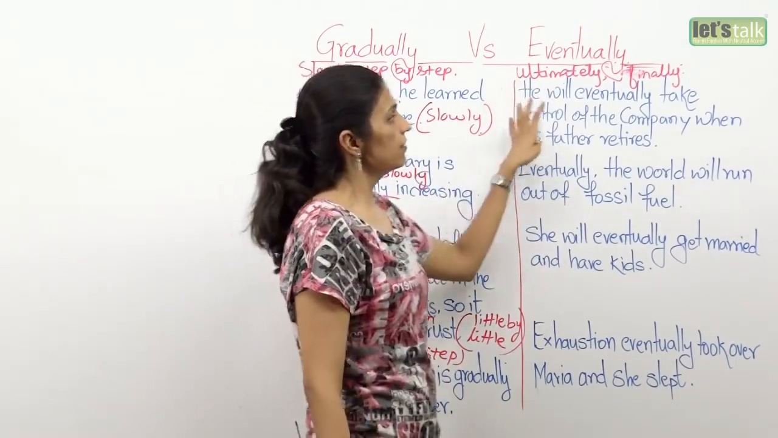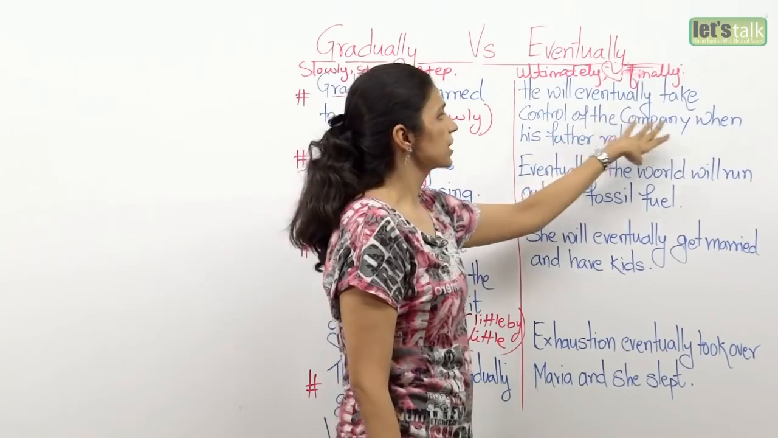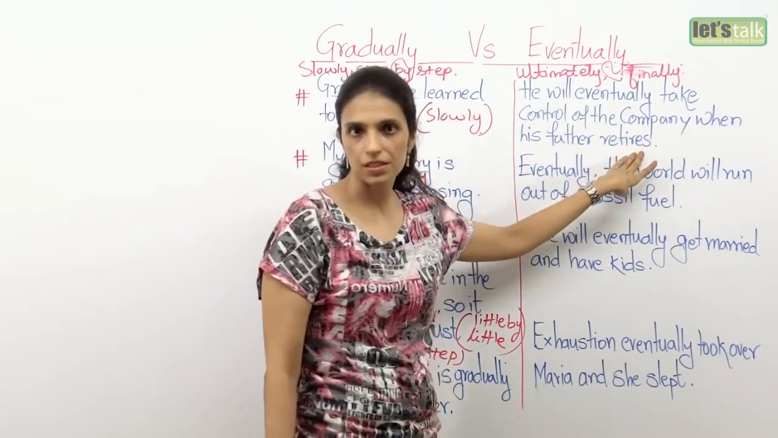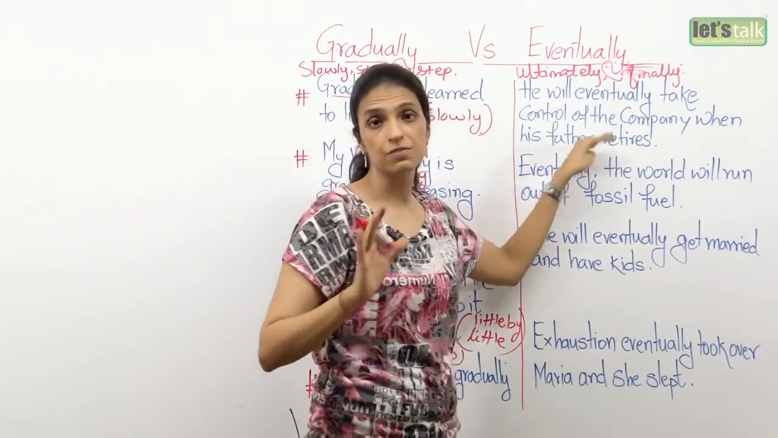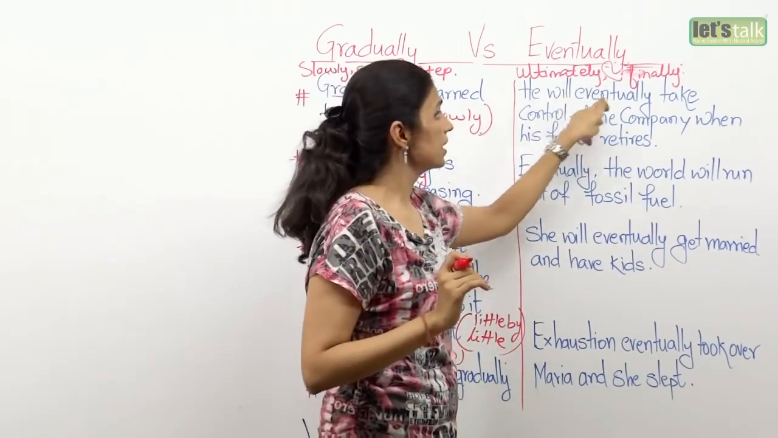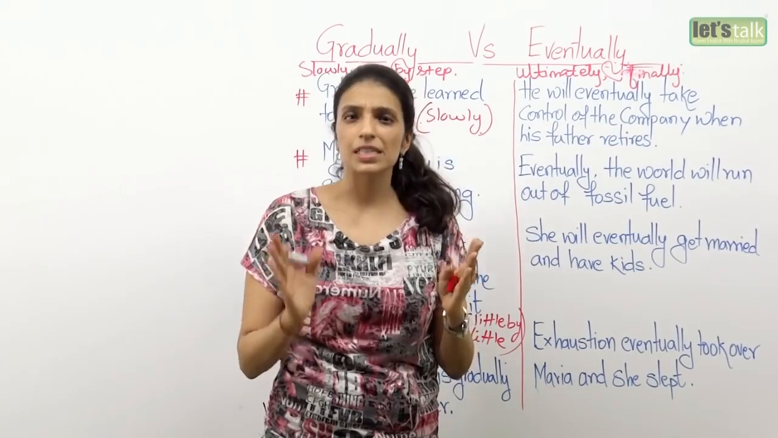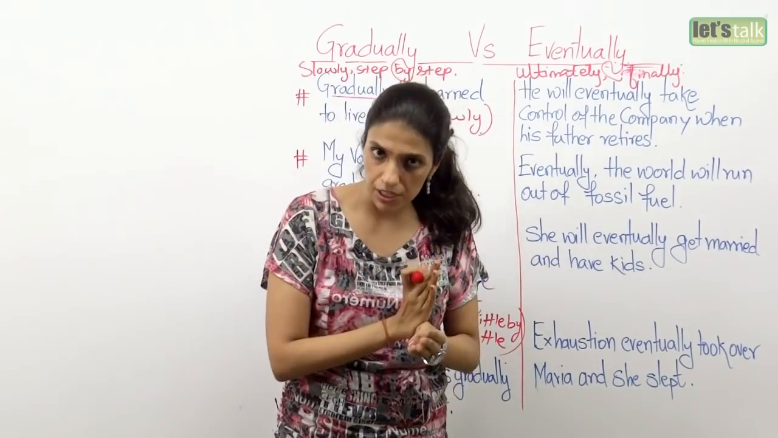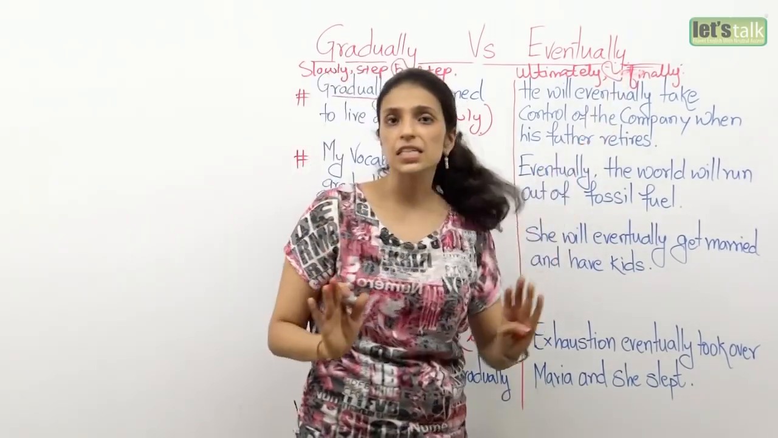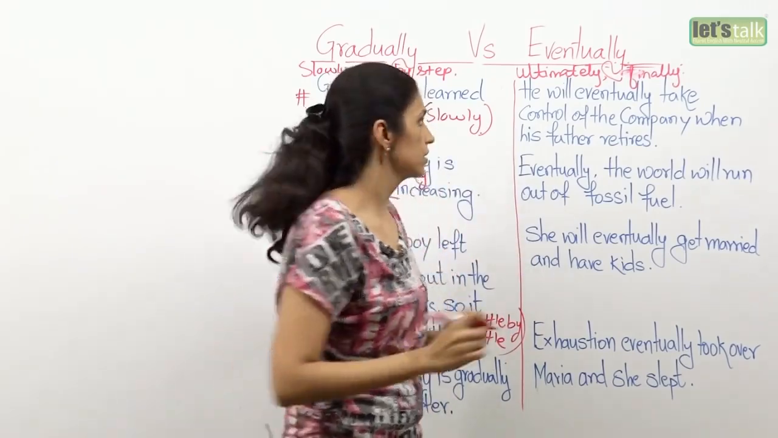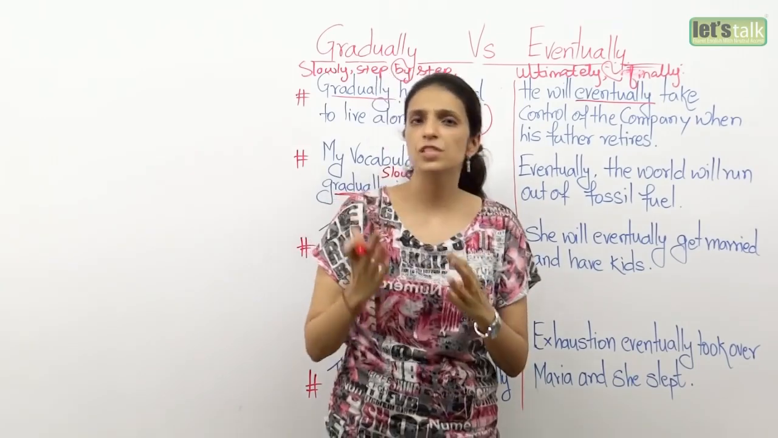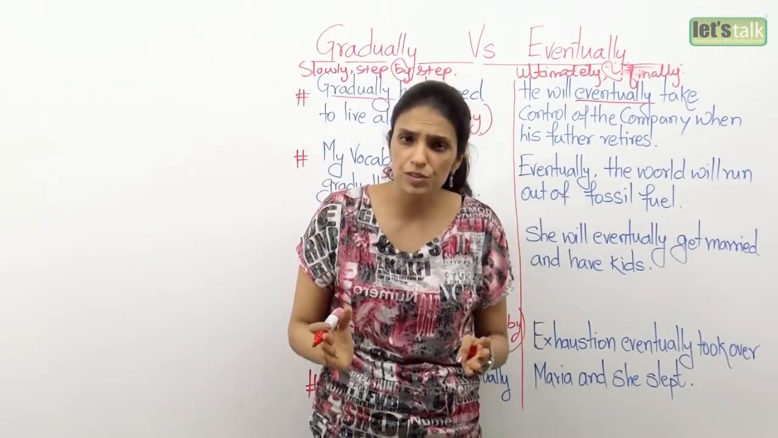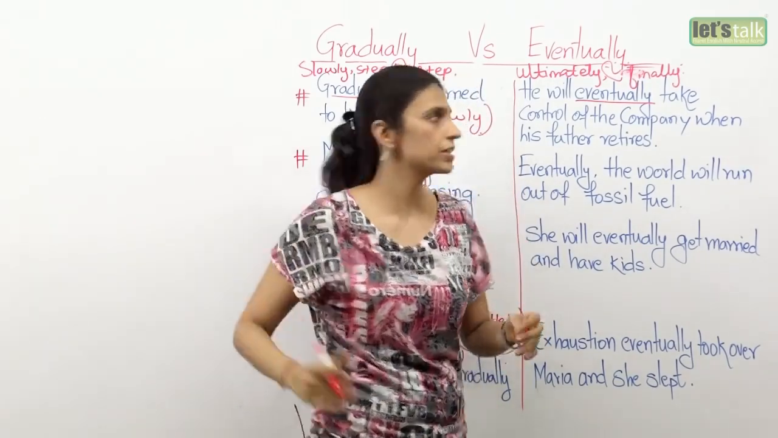Okay, he will eventually take control of the company when his father retires. So right now his father is running the business, but when his father retires, he will eventually, ultimately, the end result of something, or you can say finally, he's going to take over the company. So that means he will eventually, at the end of something, the end result of something, the outcome of something.